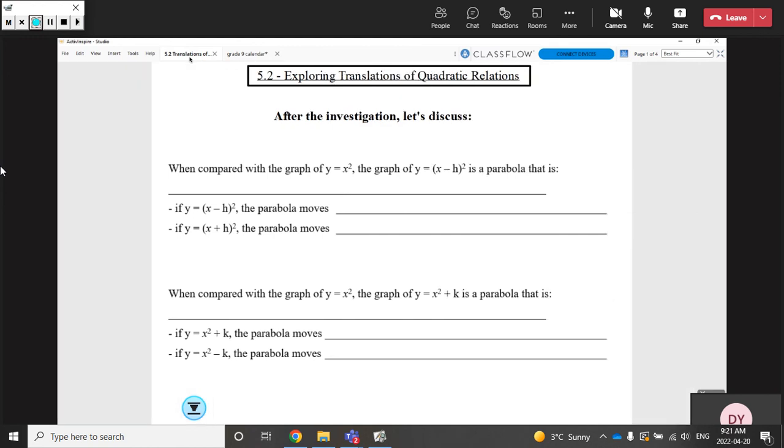Based on that little investigation here, it wants us to discuss every single quadratic we look at. We always compare it to the parent function, y equals x squared. That is the most basic. I'm going to write it again here. This is the parent function or parent quadratic. You'll hear that a lot in grade 11.